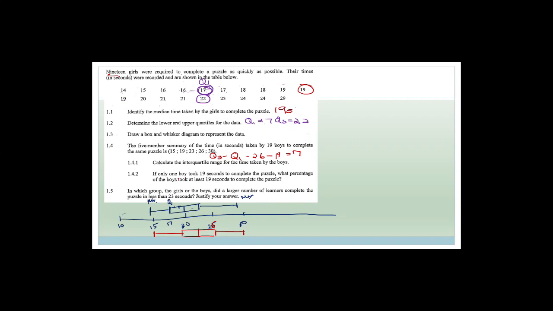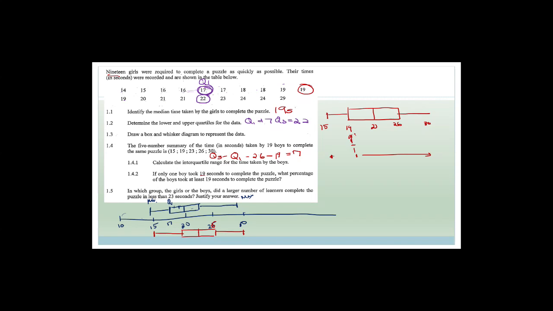Now it says if only one boy takes 19 seconds to complete the puzzle, what percentage of the boys took at least 19 seconds to complete the puzzle? Let's just go through this again to make sure you understand what's going on. This is what our box looks like. We have 15, 19, 23, 26, and 30. If only one boy took 19 seconds, what percentage took at least 19 seconds? So we want everything from 19 up. Do you agree?